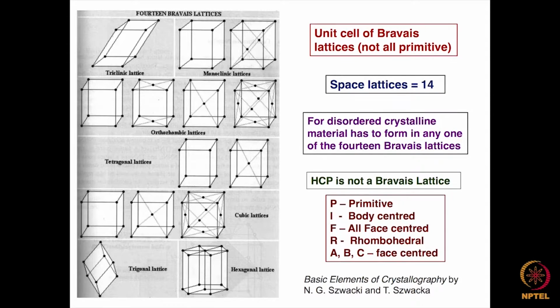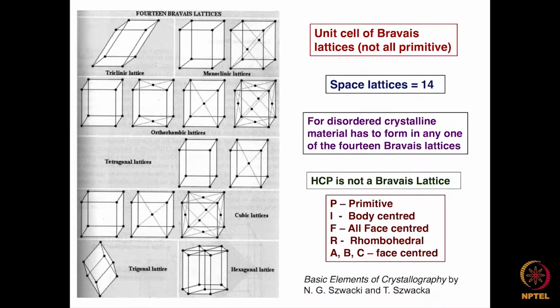If we take monoclinic, it has one two-fold rotation axis. If we take orthorhombic, perpendicular to each of the axes there is a two-fold axis. If we take tetragonal, there is only one four-fold axis. If we look at cubic systems, there are 4 three-fold axes. If we take trigonal, there is only one three-fold axis. Hexagonal has one six-fold axis.